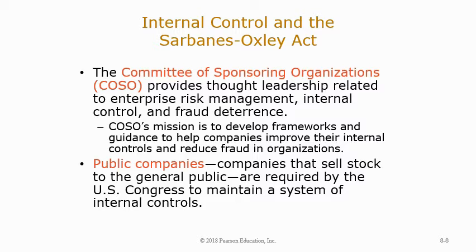So it really provides guidelines on how risk management should happen. So how do we mitigate risks? How do we limit the amount of risks that a company takes? That internal control piece, and then fraud deterrence. How do we make sure that fraud is not happening? The COSO's mission is to develop the frameworks and guidance to help companies improve their internal controls and reduce fraud within those organizations. Public companies are required to do this.